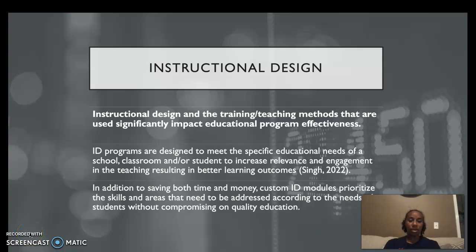Instructional design programs are designed to meet the specific educational needs of a school, classroom, and/or student to increase relevance and engagement in the teaching, resulting in better learning outcomes. In addition to saving both time and money, custom instructional design modules prioritize the skills and areas that need to be addressed according to the needs of the students without compromising on quality education.